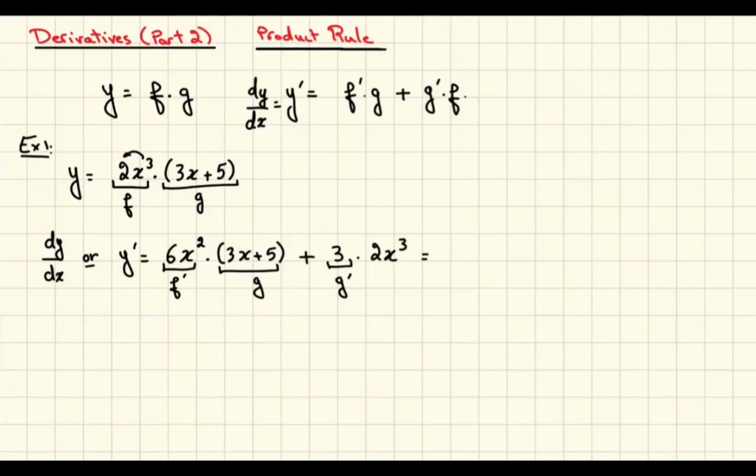Now, we can distribute. So 6 multiplied by 3 is 18, x squared times x is x cubed, plus 6x squared times 5 will be 30x squared, plus 3 times 2 will be 6x cubed. We can notice that this one and this one are similar terms, so we can add the coefficients. 18 plus 6 will be 24x cubed, and the 30x squared will stay the same.